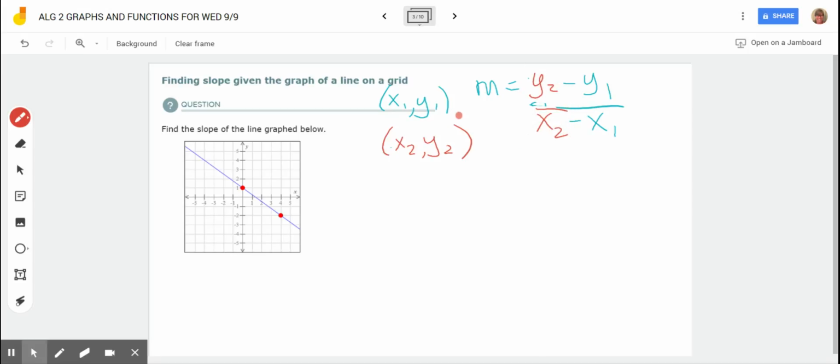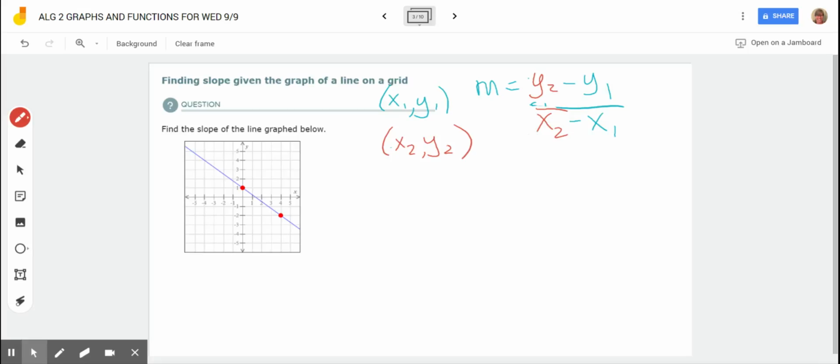Now, if I give you 2 points, it really doesn't matter which one you choose to be (x2, y2) or (x1, y1). What matters is that the points are in the right spot. This is a point, that's a point. That's the slope formula. You write it down, use it, and abuse it.